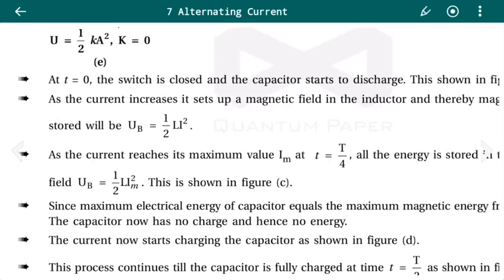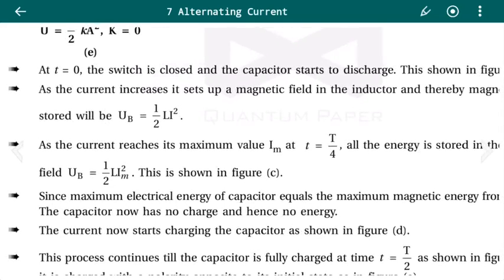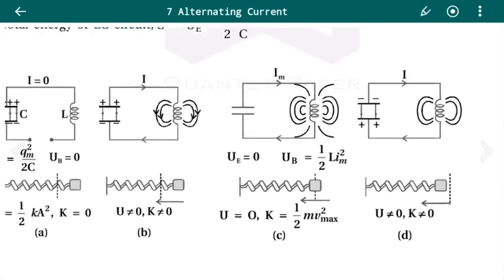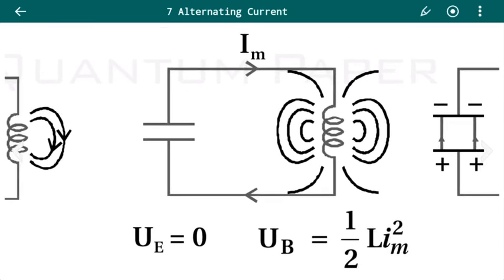As the current reaches its maximum value Im at t equals T by 4, all the energy is stored in the magnetic field, UB equals half L Im square. This is shown in figure C. Here we can see in figure C that all of the charges that were deposited on the plate of the capacitor are now removed, and the current flowing is the maximum current. There is no charge on the capacitor, so the electrical energy will be 0. The current flowing through the inductor is maximum, so the magnetic energy stored in the inductor is half L Im square.